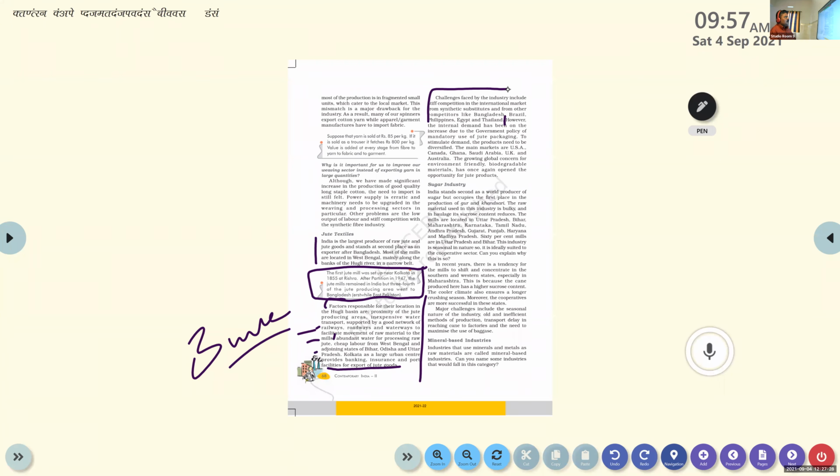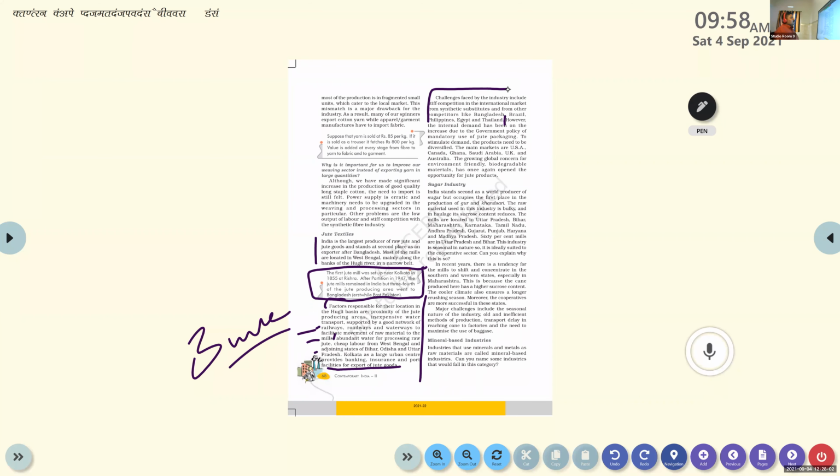In the international market, jute textiles are facing stiff competition from other countries like Bangladesh, Brazil, Philippines, Egypt, and Thailand. These countries also produce jute, and we are facing stiff competition from them. However, the internal demand has been on the increase due to the government policy of mandatory use of jute packaging. So the government came forward with numerous policies and programs to improve jute production in our country.